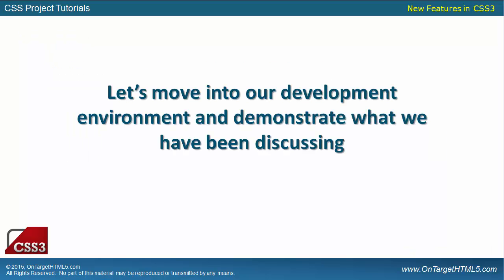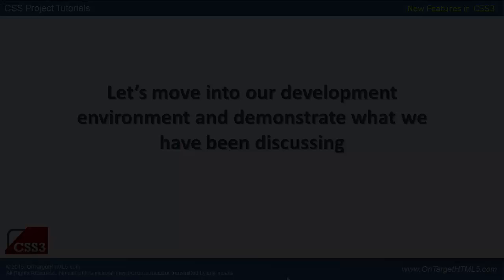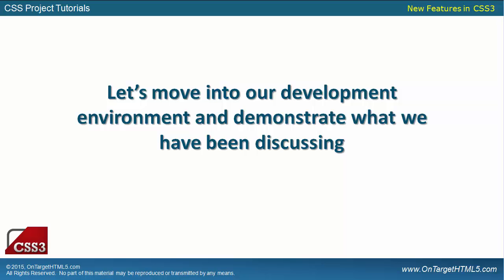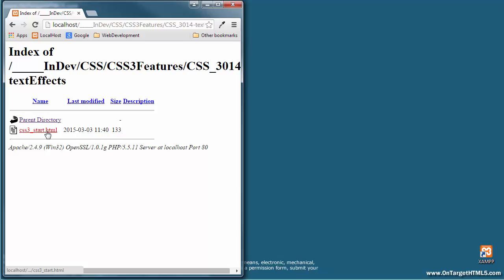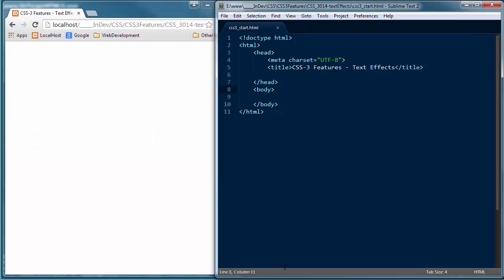So let's move into our development environment and demonstrate what we've been talking about in the presentation and go through some of these new text effects features in CSS3. I'm going to drop out of our presentation and get into our development environment. Let me confirm that our Apache server is up and running, which it is. Good. I'm going to use Google Chrome for this particular demonstration, and I'm going to use Sublime Text 2 as my text editor. Notice I've got my default start file already loaded.